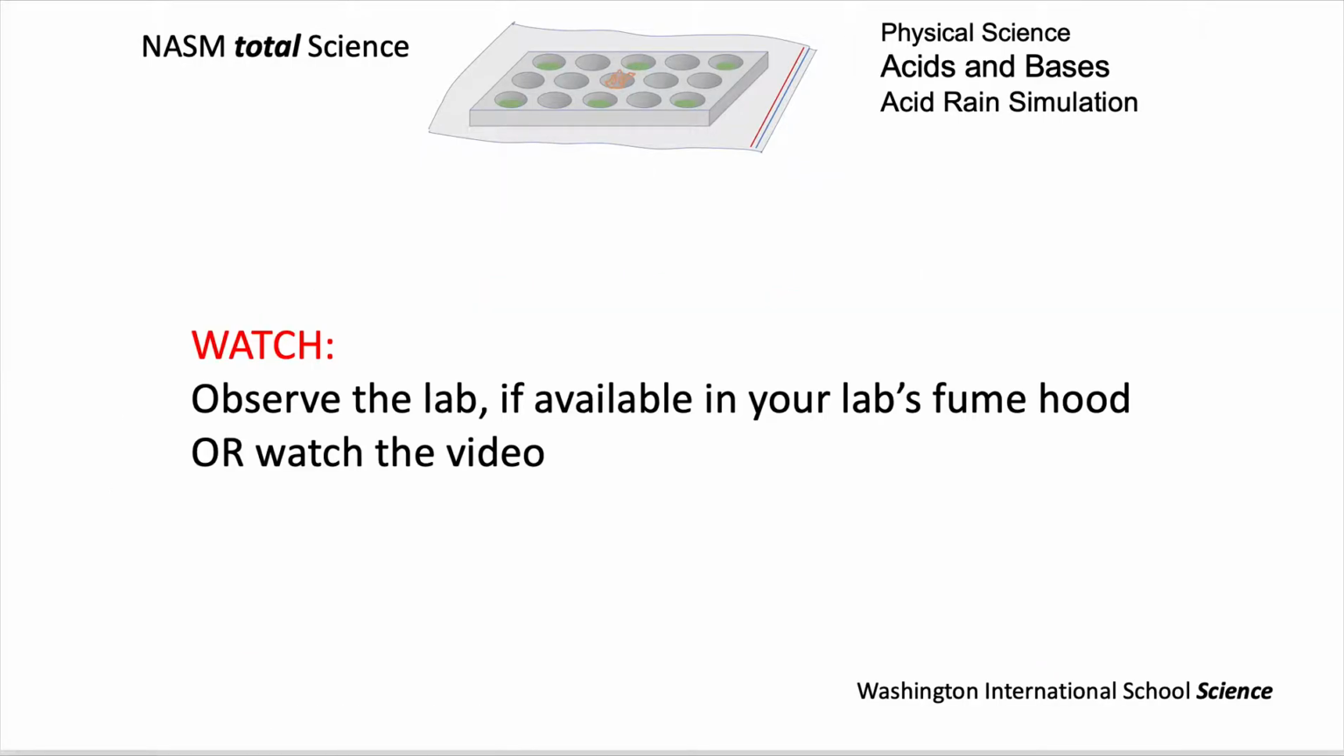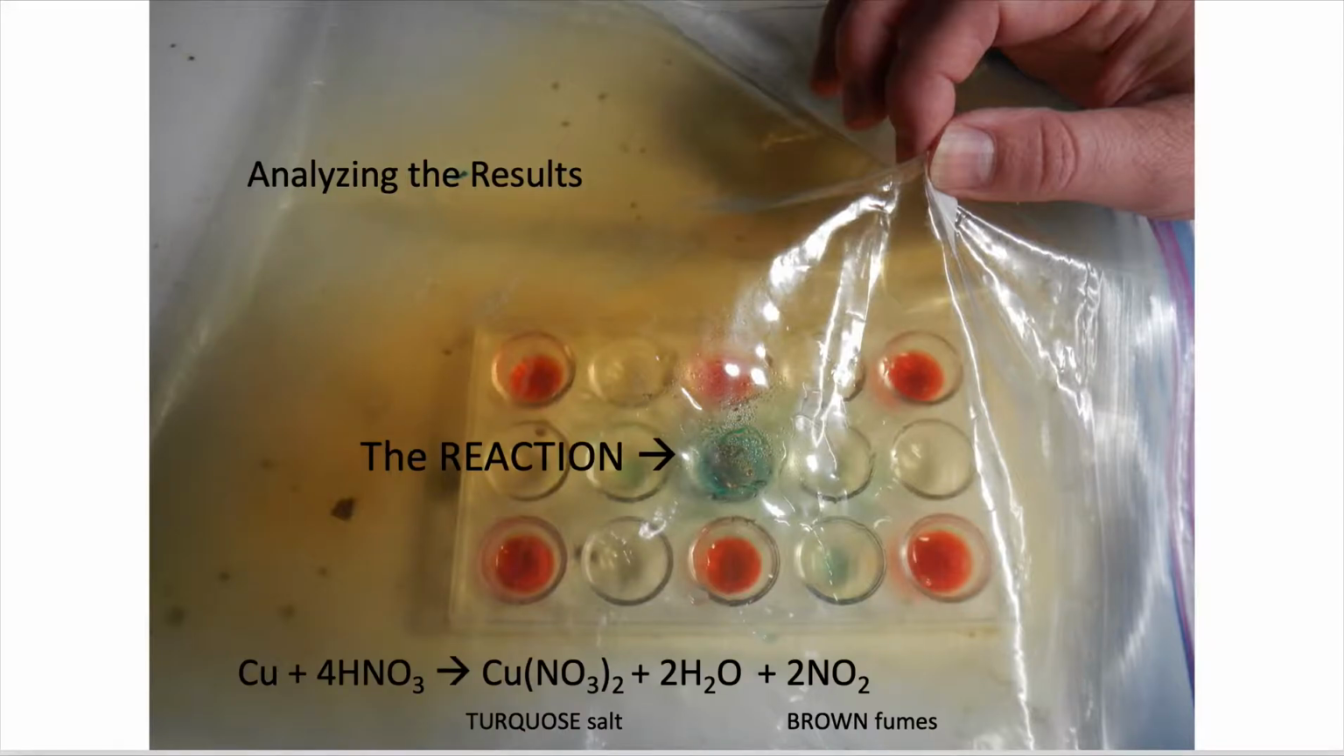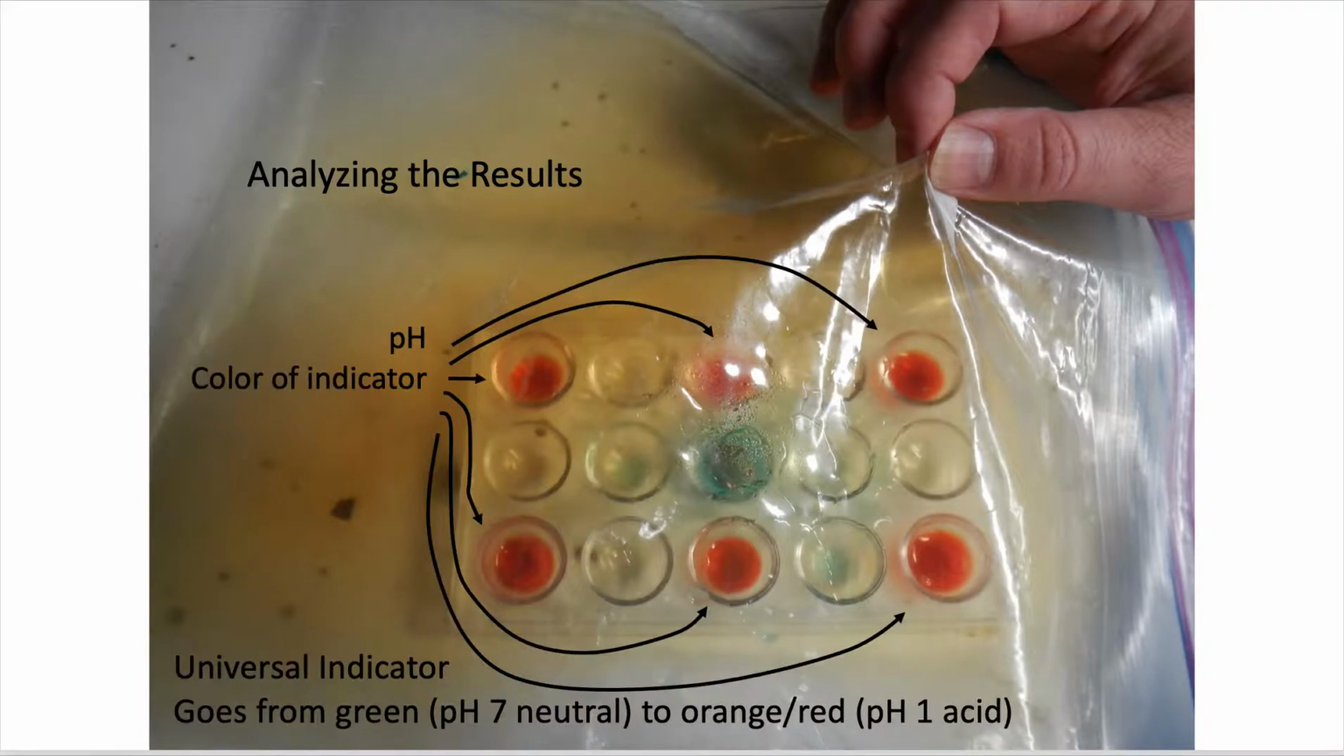Now you're going to watch the lab or the activity. Here are the results of the lab. What can you see? What has been happening? The reaction in the center well plate. Got a description here and the equation and what the colors are. And again, the color changes of the universal indicator solution and what that means.